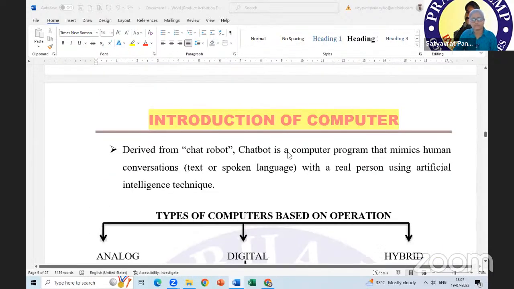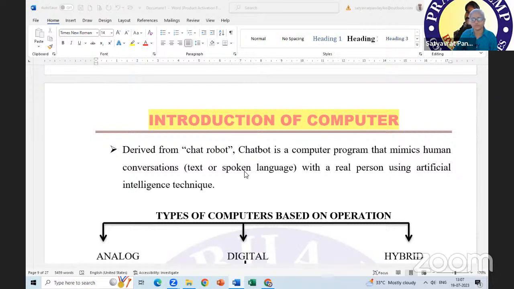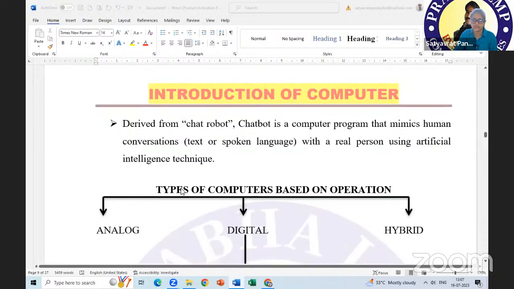Derived from chat robot, a chatbot is a computer program that mimics human conversation, text or spoken language, with a real person using artificial intelligence techniques.